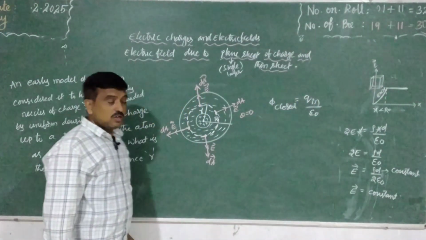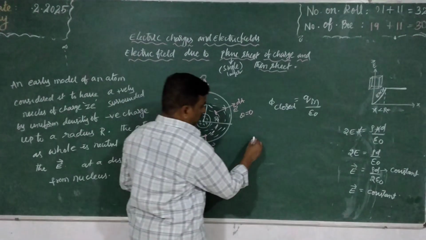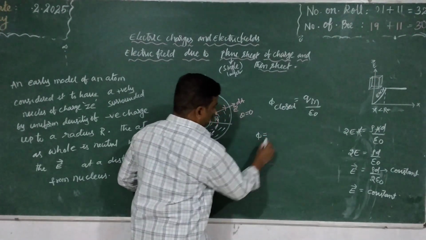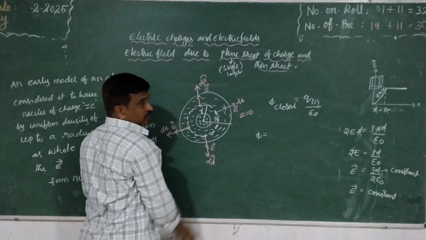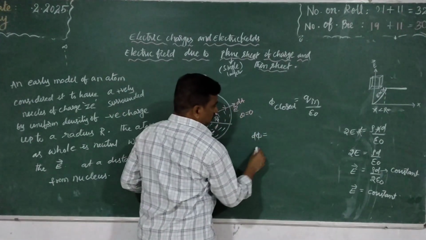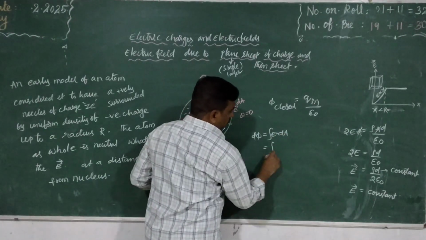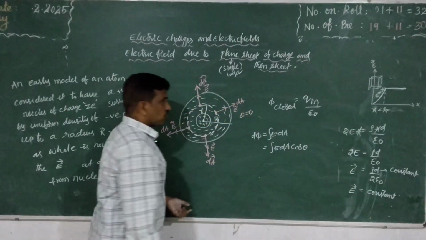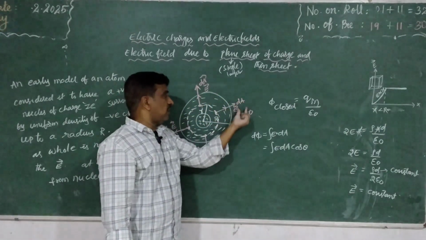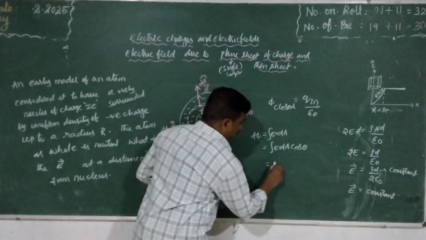Charge inside the surface. We find out Φ closed. So what is Φ closed? Consider the area vector dA and the electric field vector E. We can write dΦ equal to E dot dA, which equals the integral of E dA cos θ. Here θ is the angle between the electric field vector and the area vector, so θ is 0.